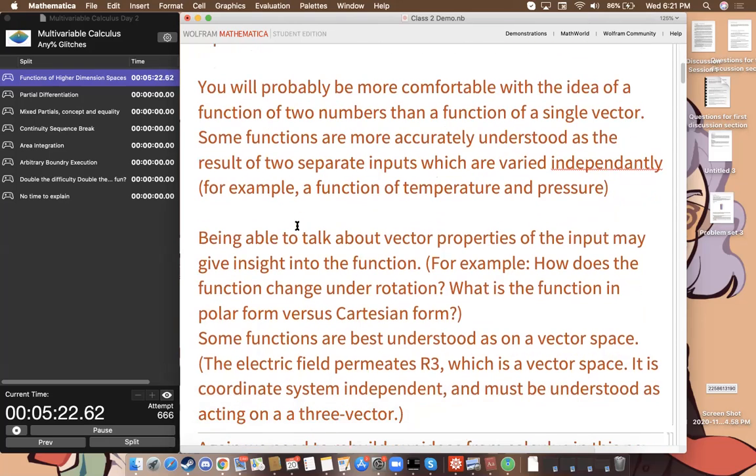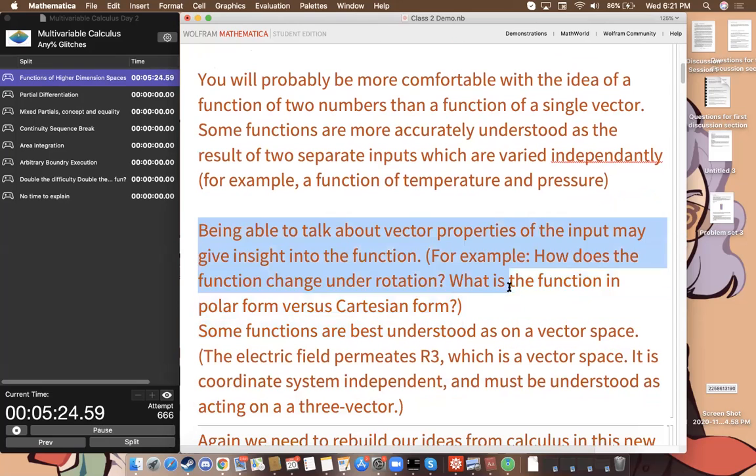However, there are reasons why you might want to do it the other way, because you might want to actually work with the input in the form of a vector. What I mean by that is you might want to do a coordinate transform. You might want to solve the problem using a polar input versus a Cartesian input and switch back and forth between them depending on what's going on.